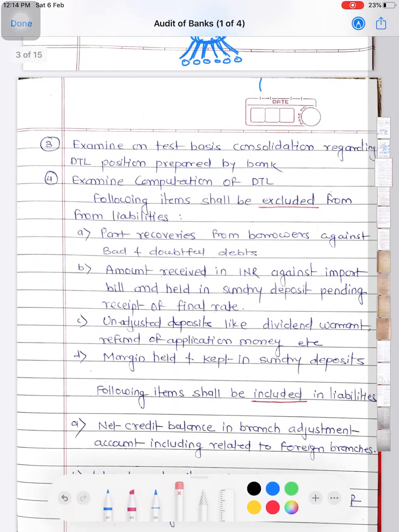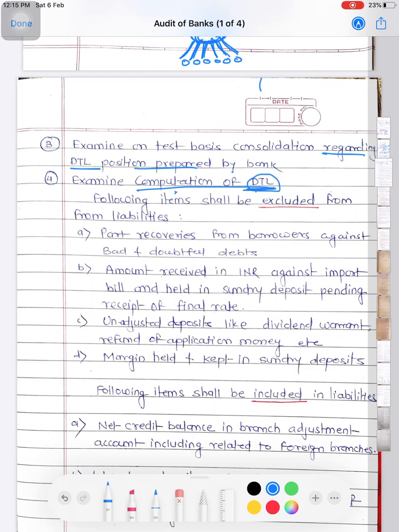Then examine on a test basis the consolidation regarding the DTL position prepared by the bank. That's what I said. Then examine the computation of DTL. So what are the things to be included and what are to be excluded from this DTL computation?